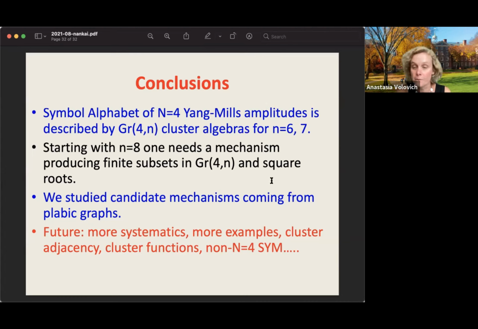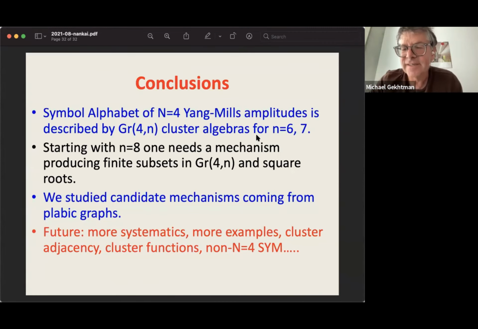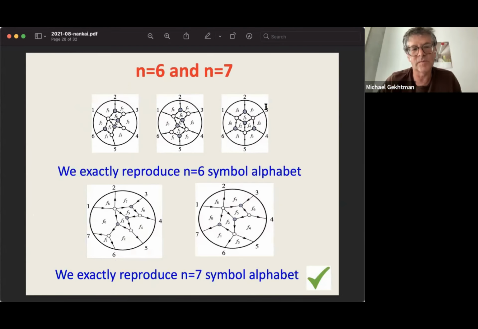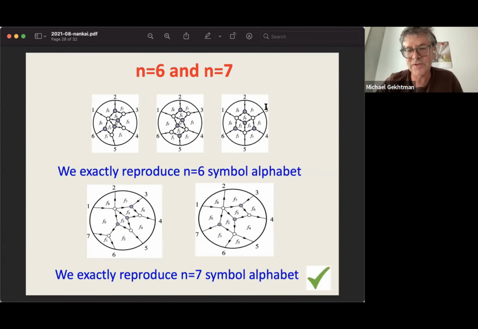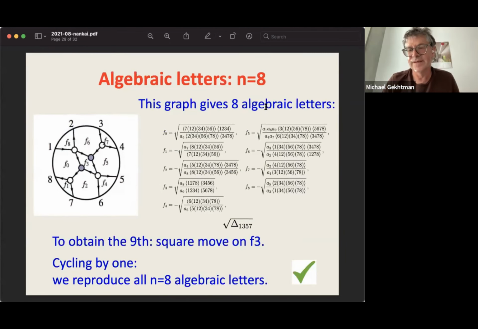Are there any questions? No question. Can I ask? Yeah. So I have a question about how you select your Plabic graph. In one example, it looked like the graph that parameterizes the big cell, but in another example, it was clearly some smaller positroid cell. So is there any?